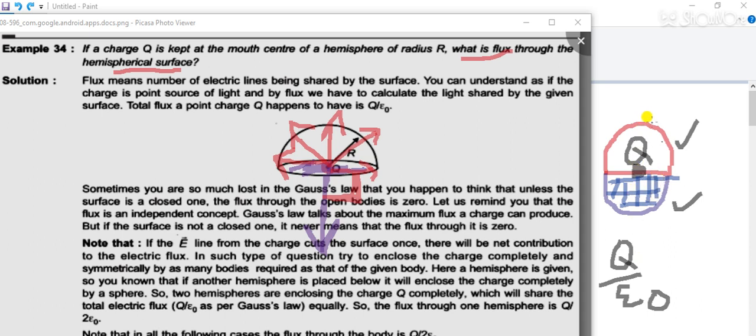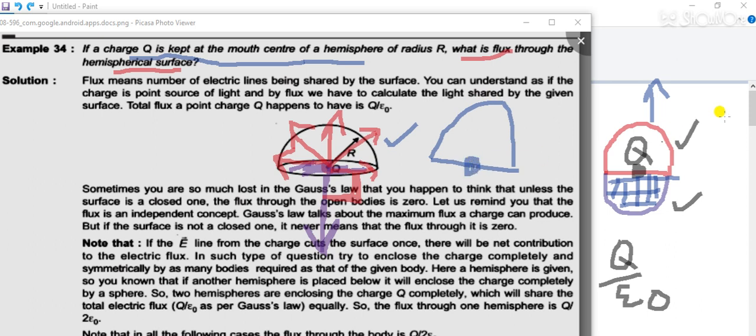So that means with this upward surface, like in this question, if Q charge is kept at the mouth center of the hemisphere, like this surface, and the charge is placed at the open end, the flux linked with this surface will be Q by 2 epsilon naught, half of the complete surface.